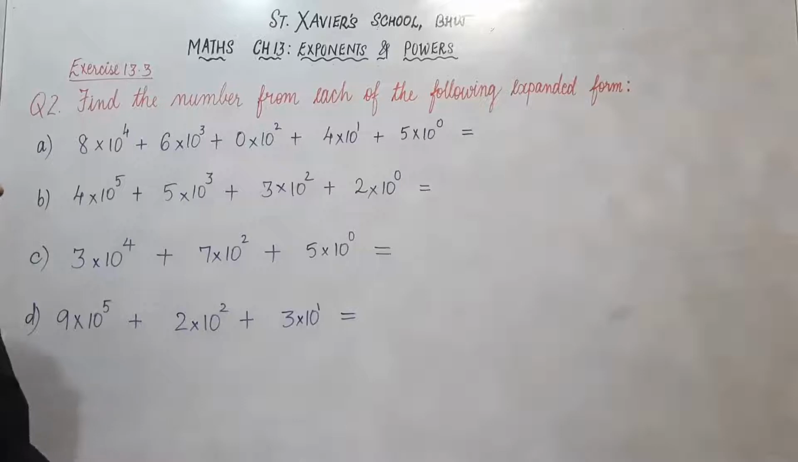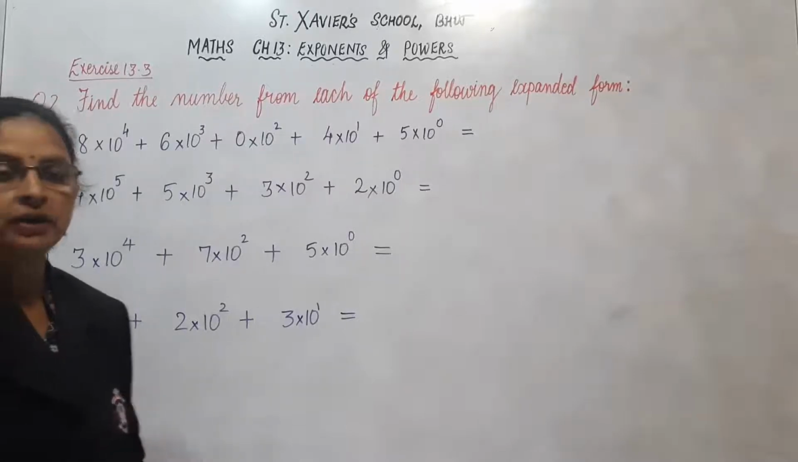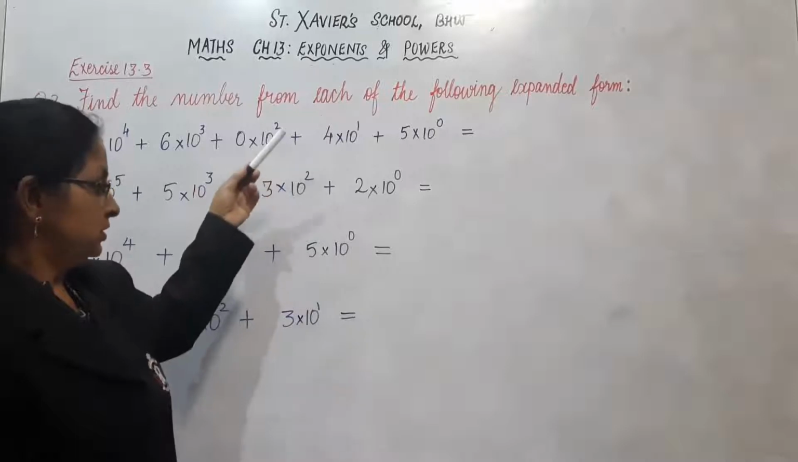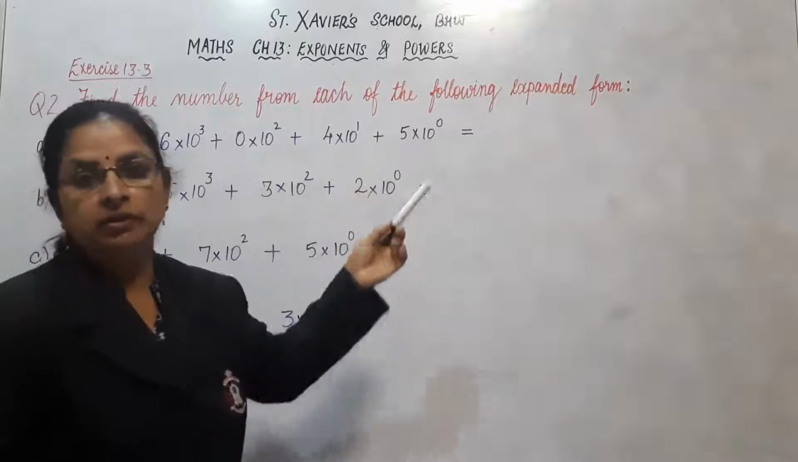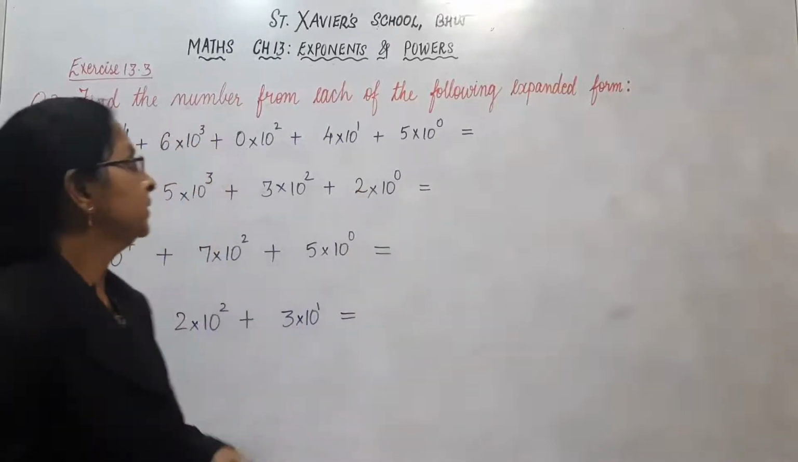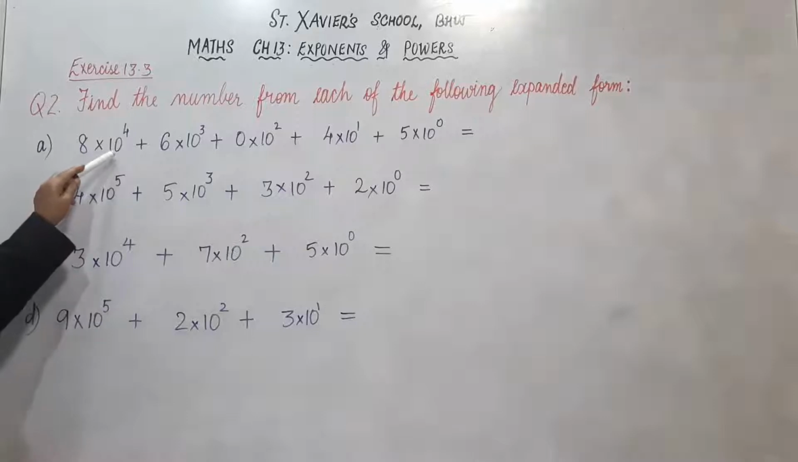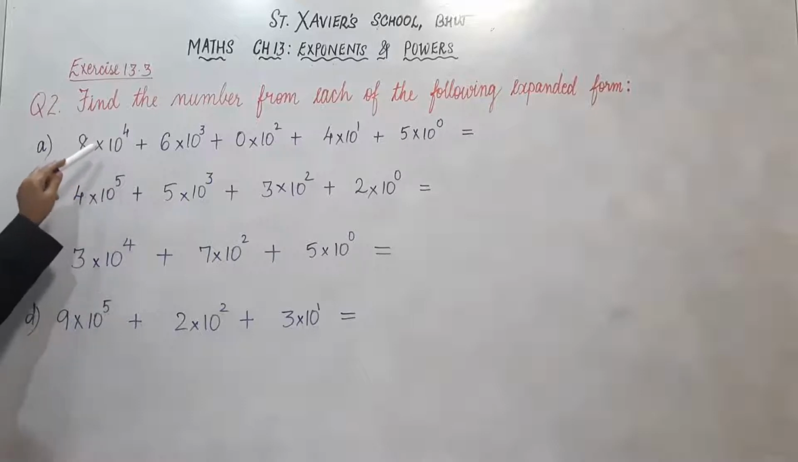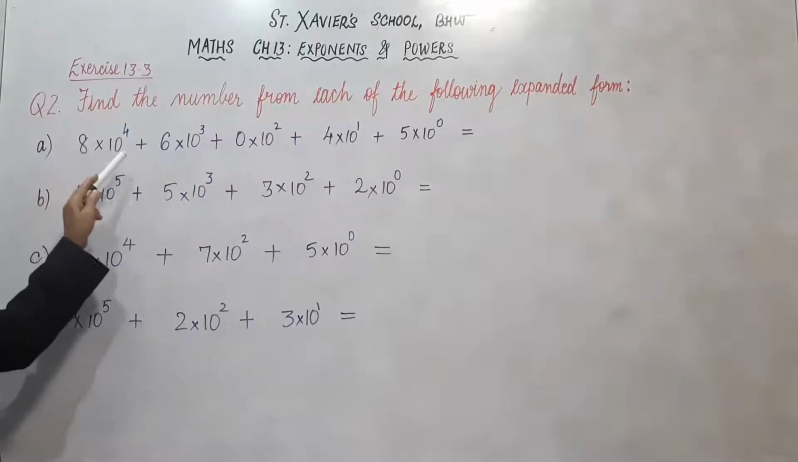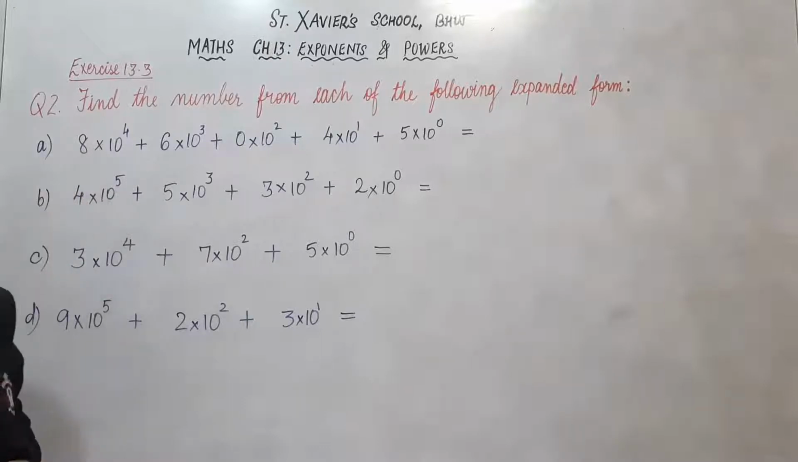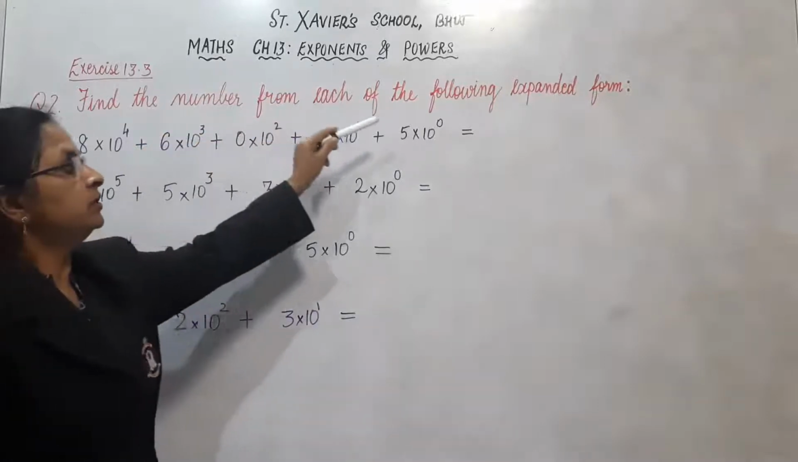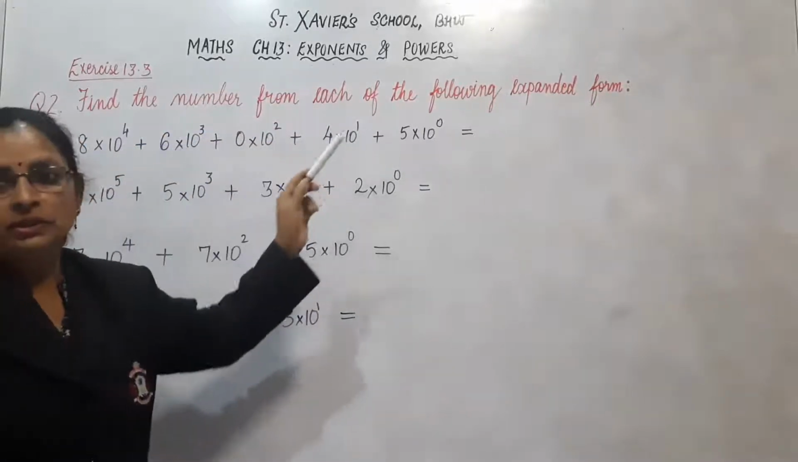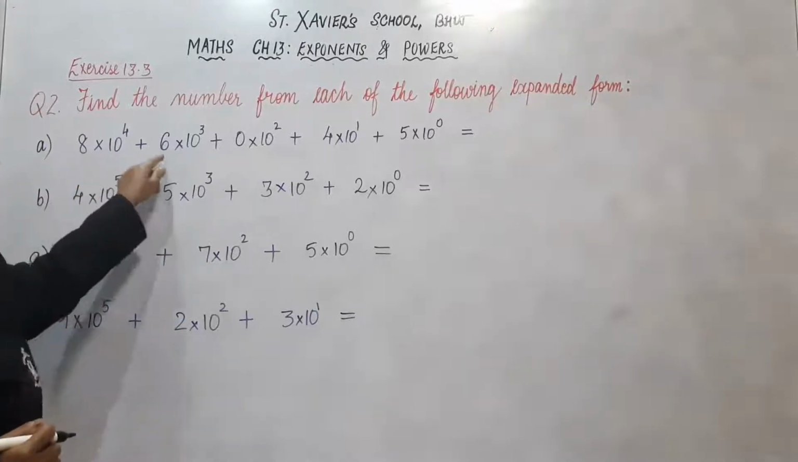Question number 2. Find the number from each of the following expanded form. Now, it is just opposite of first question. An expanded form is given, you have to write the number. Look at the first power of the first digit. 8 into 10 raised to 4. 10 raised to 4 shows there are 4 digits after 8. So it is a 5-digit number, right? So 4, 3, 2, 1, 0. All the powers are in order. So directly we can copy the numbers.